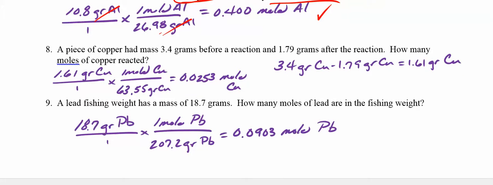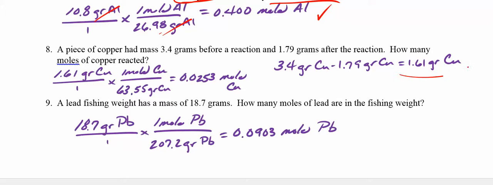Number 8 says a piece of copper had a mass of 3.4 grams before a reaction and 1.79 after the reaction. How many moles of copper reacted? Well, if we started with 3.4 grams and we ended up with 1.79, then that must mean that the difference, 1.61 grams, must have been what reacted. So we'll start with the 1.61 grams of copper, 1.61 grams of copper over 1, whatever unit's on the upper left.